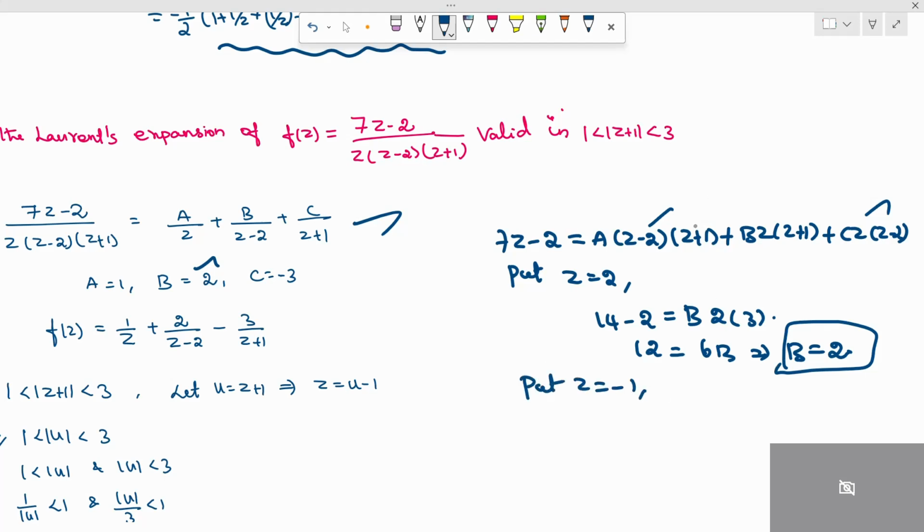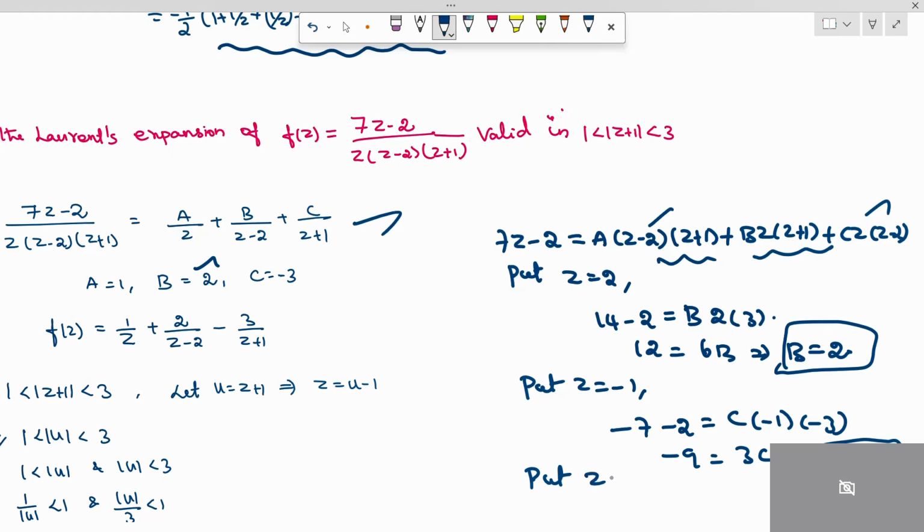If we put z is equal to minus 1, we can eliminate the first and second terms easily. On the left-hand side, 7z is there: minus 7 minus 2 is equal to... the first and second term values are 0, so we substitute in the third term: c into minus 1 into minus 3. Minus 7 minus 2 will be minus 9, this becomes 3c, therefore c is equal to minus 3.